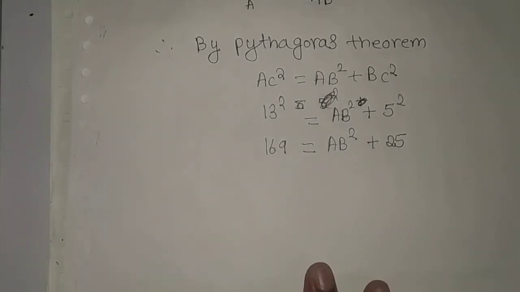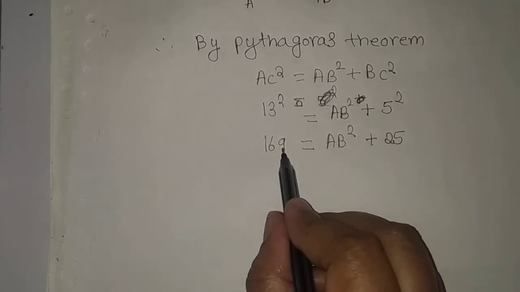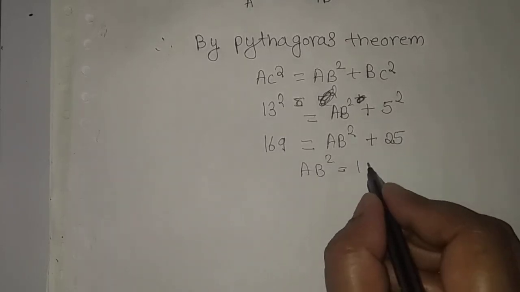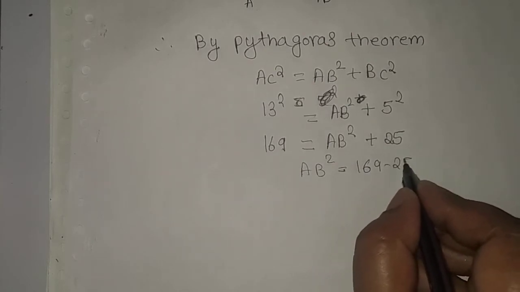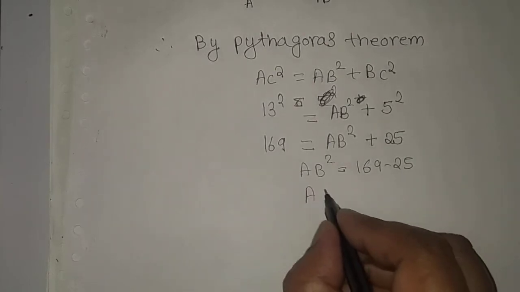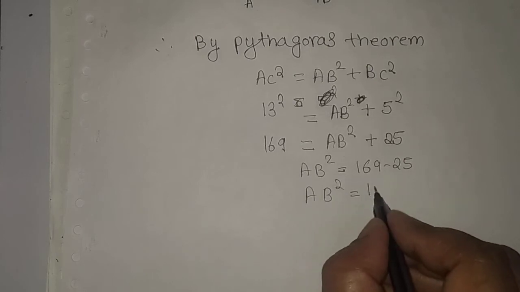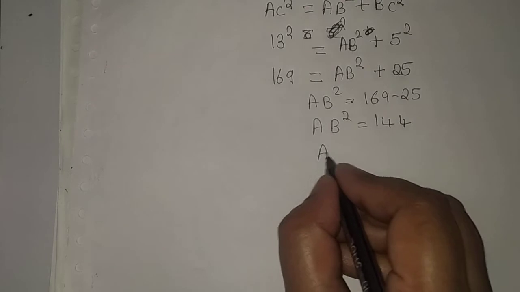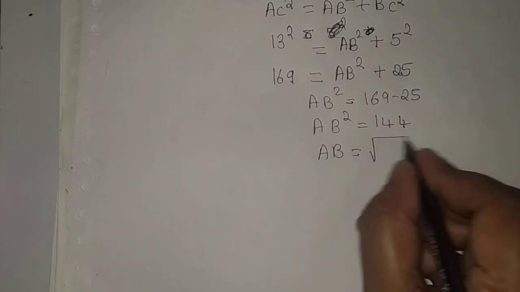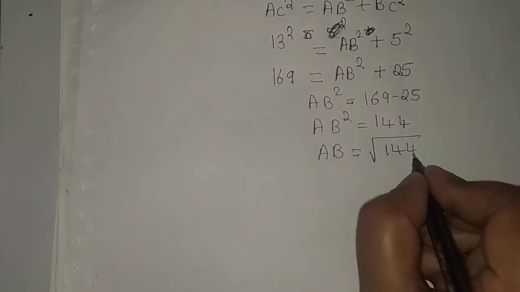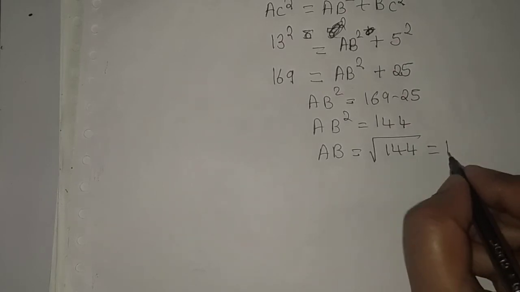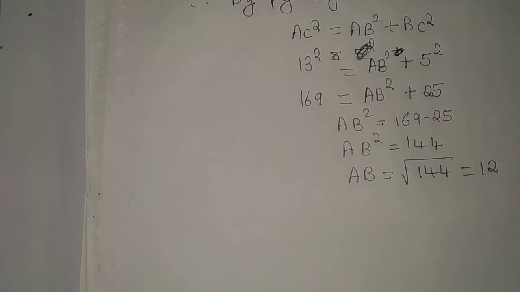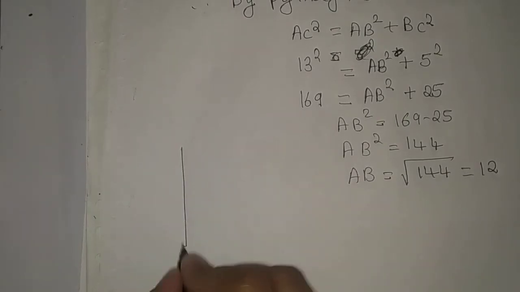So how much do we get? 169 minus 25 will be equal to AB square, so AB square is equal to 144. So finally what is AB? AB is equal to the square root of 144, which will be equal to 12. So now we'll take this and find the square root by the division method.